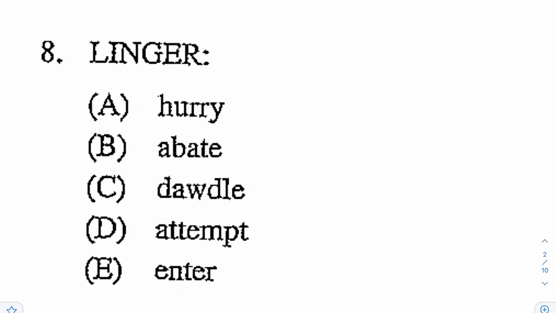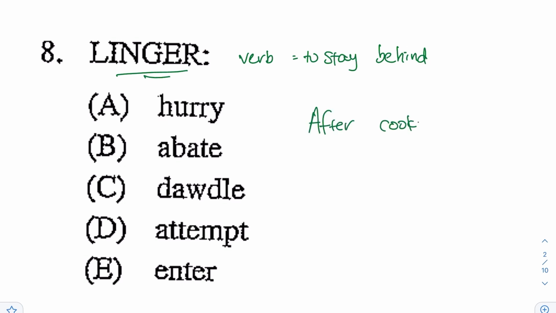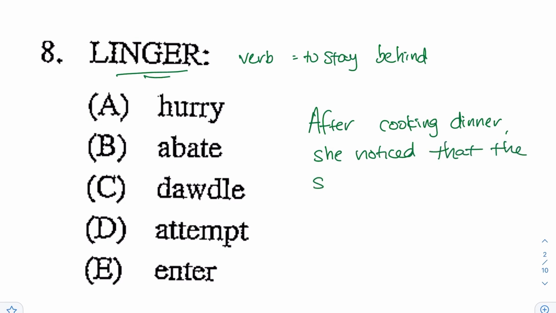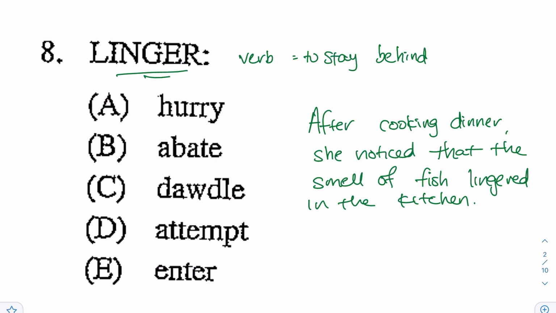Next, for number 8, the word here is linger. So something lingers. In this case, it's a verb. It means to stay behind. For example, it could be like smells that linger. So after cooking dinner, she noticed that the smell of whatever fish lingered in the kitchen. That could be a good or bad thing if you like or dislike the smell of fish.